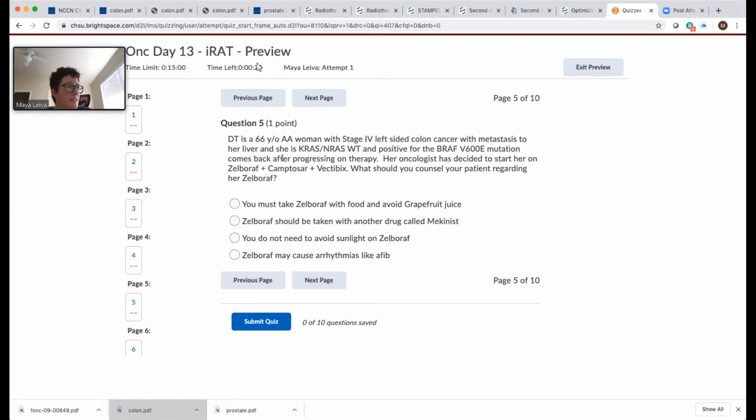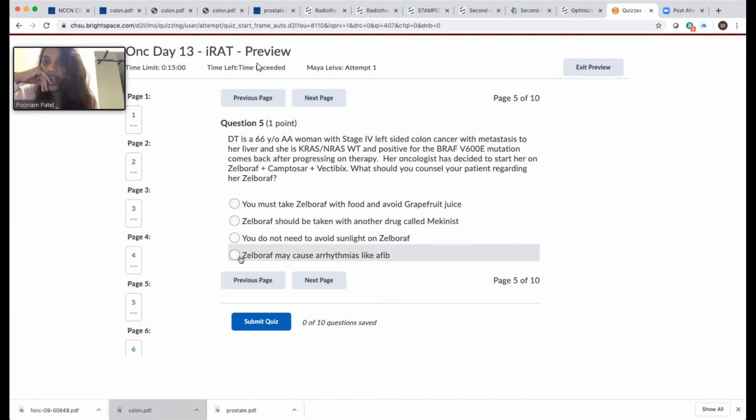So back to DT. Okay, so before we got to Stivarga, her oncologist decided to start her on Zelboraf plus Cotellic plus Vectibix. So what would you counsel her regarding her Zelboraf? And this is actually a very common drug that we give for melanoma. So even if we're going to be using it less in colon cancer, you will see this drug quite frequently because there are a lot of BRAF mutations in melanoma. So which one do you guys want to counsel her on?